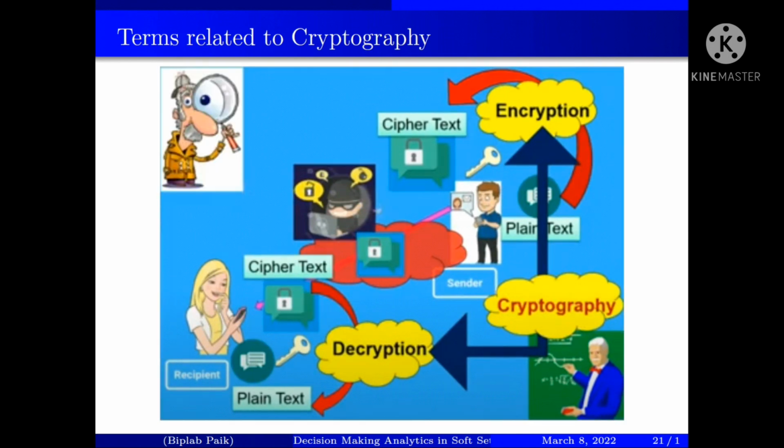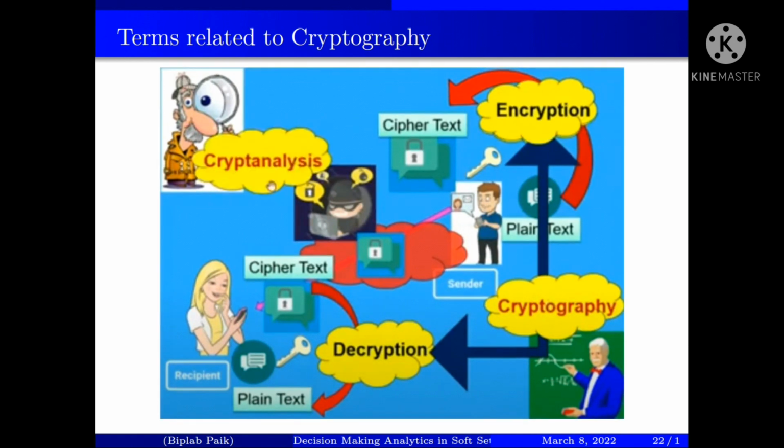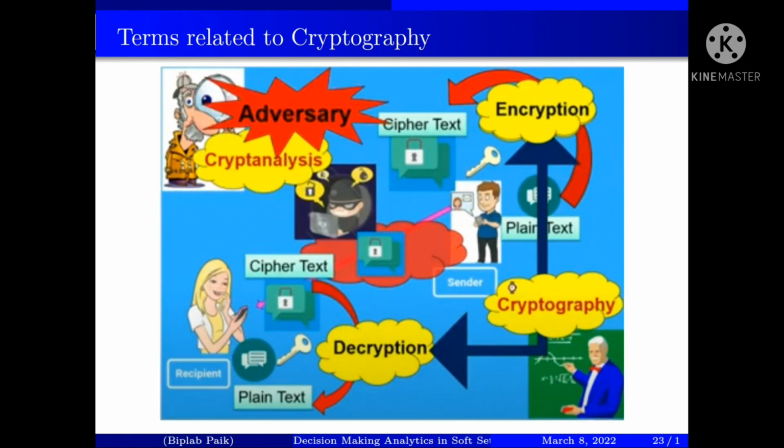On the other hand, there could be another bad guy who is always trying to find some weakness in the scheme, through which he converts the ciphertext into plaintext. This process is known as cryptanalysis. That means by analyzing the cryptographic scheme, they gain some information about its weaknesses. These bad guys are known as adversaries. So the adversaries are the bad guys who want to analyze the cryptographic scheme.